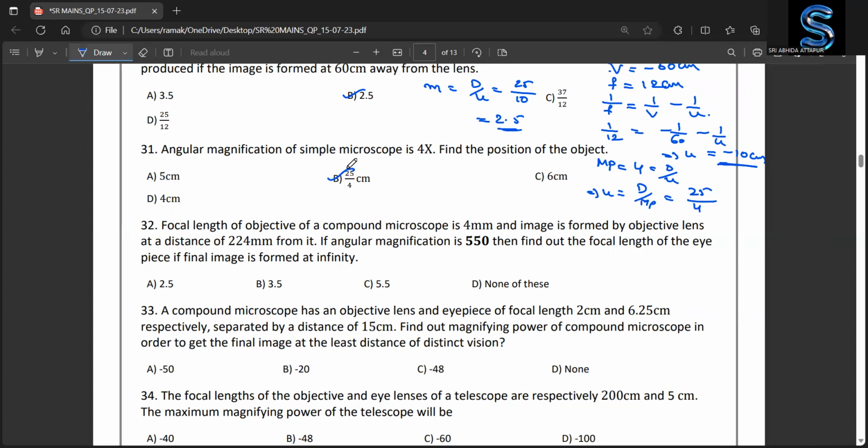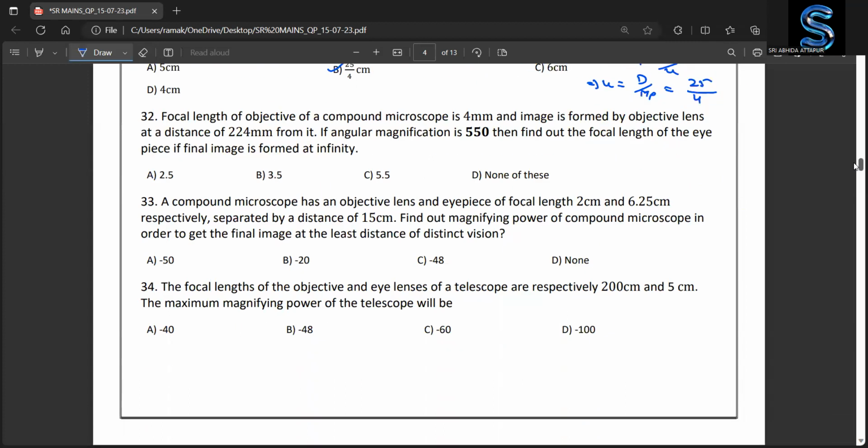Focal length of the objective of a compound microscope is 4 millimeters, and its image is formed by the objective lens at a distance of 224 millimeters. If angular magnification is 550, then find out the focal length of the eyepiece if the final image is formed at infinity. So here observe that the image distance is 224 millimeters, and the focal length of the lens has been given as 4 millimeters.